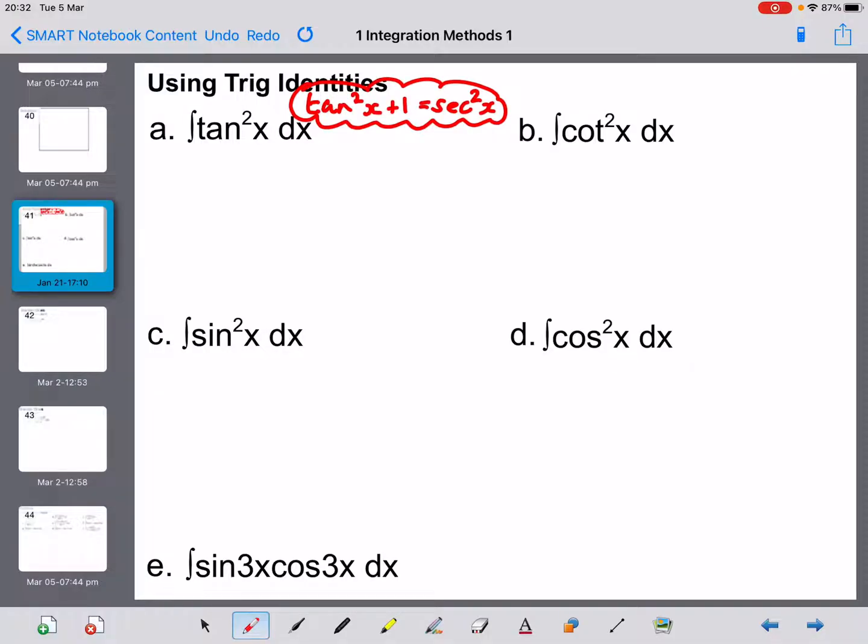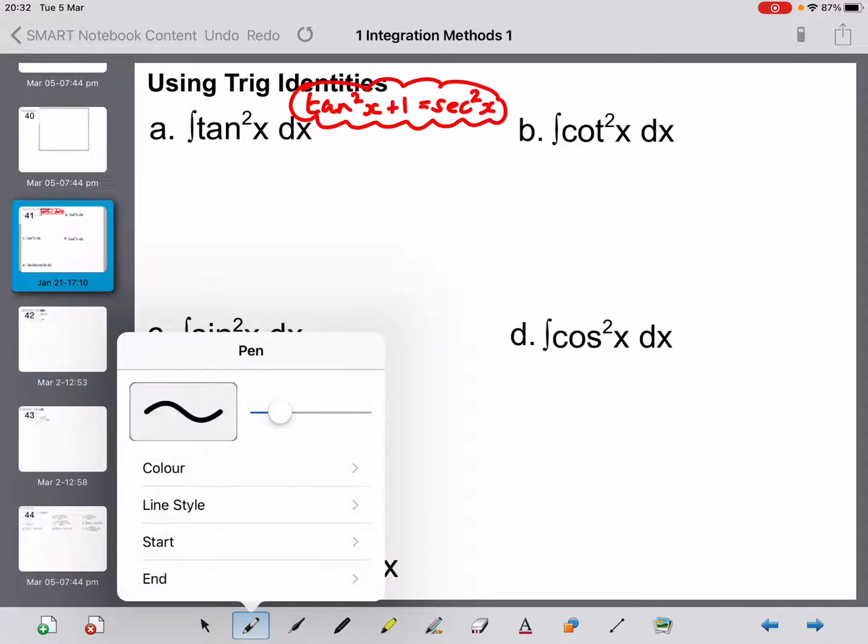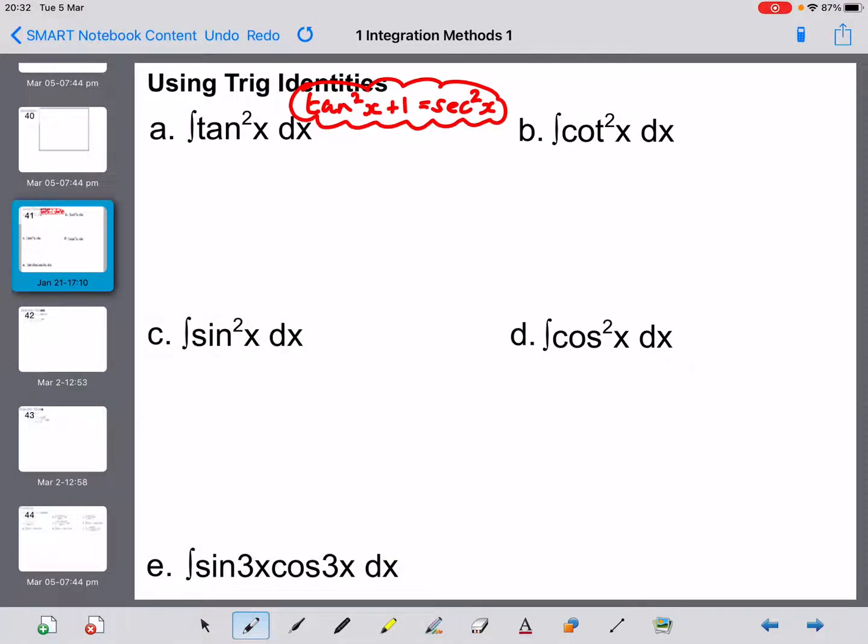Instead of tan squared plus 1 equals sec squared, I'm going to write the integral of tan squared x as the integral of sec squared x minus 1. I've just rearranged the identity to make tan squared the subject. The integral of sec squared we know is tan x, and that's in the formula booklet. And we also know the integral of 1 is x. So we've got tan x minus x plus C.